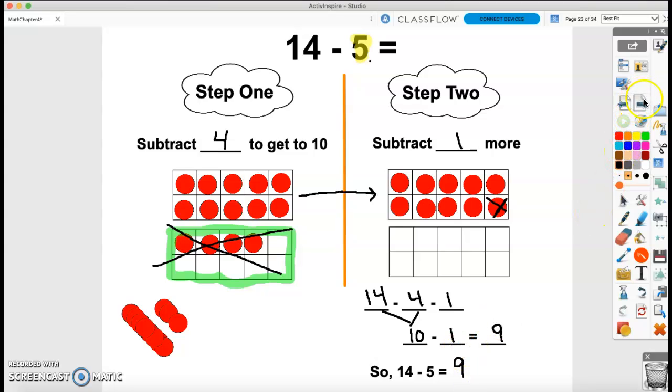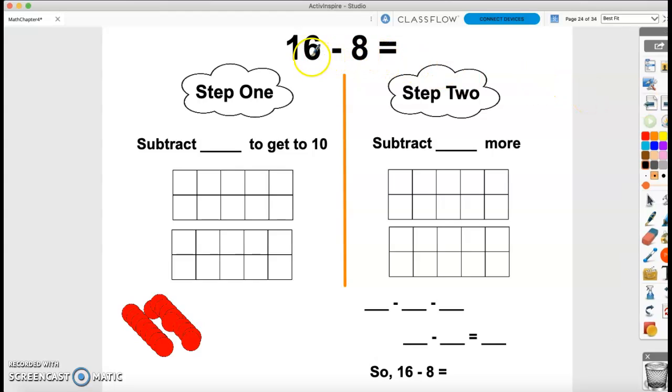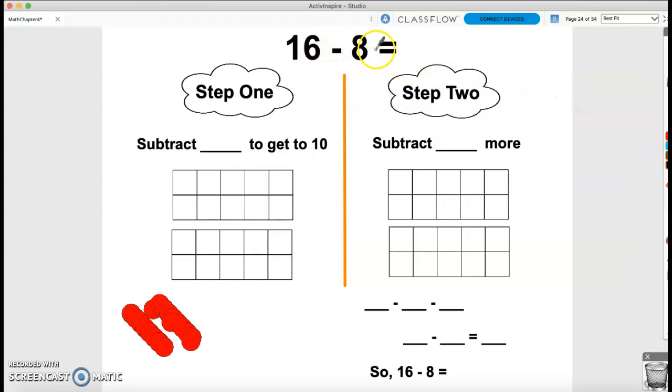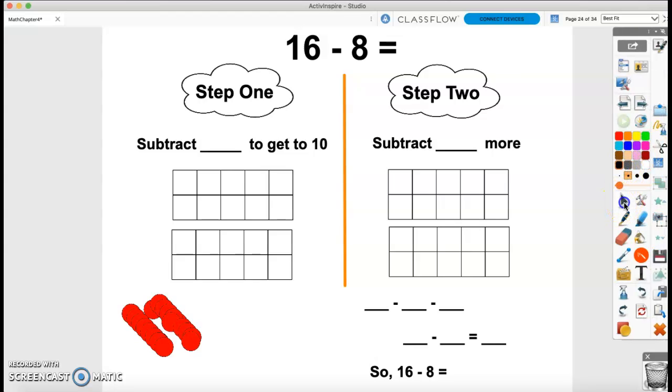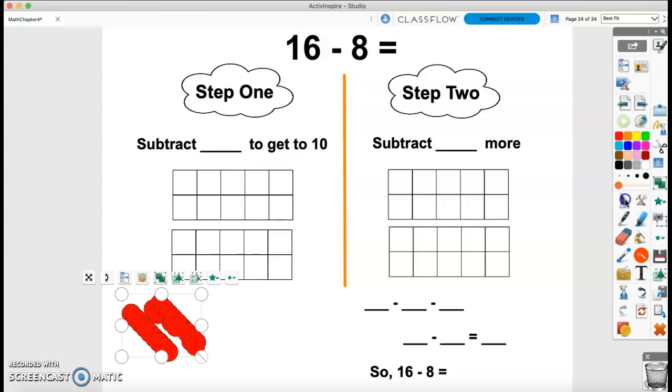Let's try another one. Here we have 16 minus 8 equals. So the first thing we're going to do is we are going to put 16 down. So here we go.